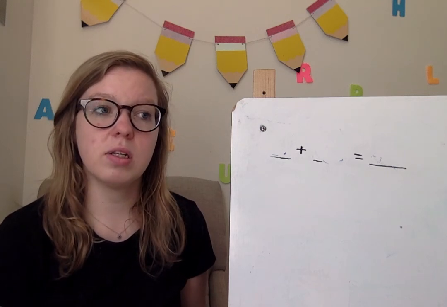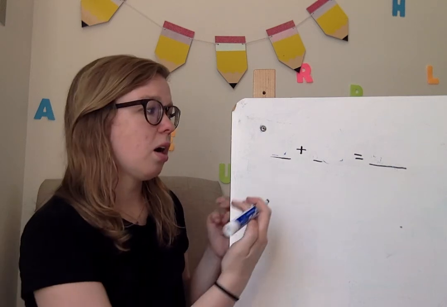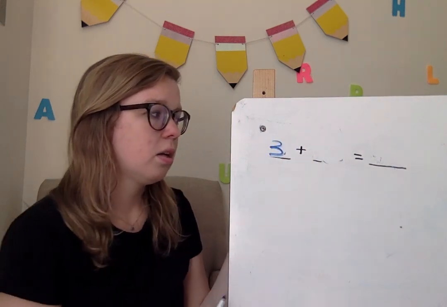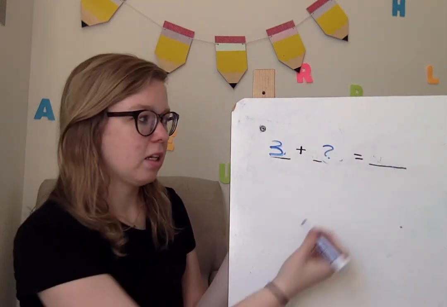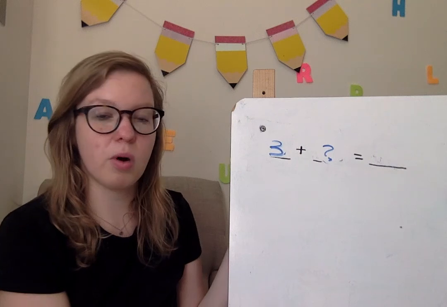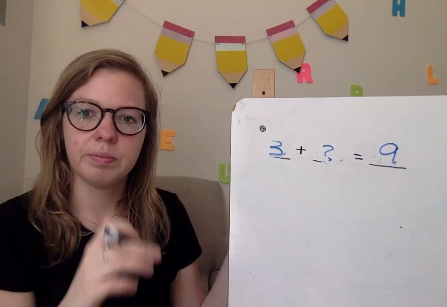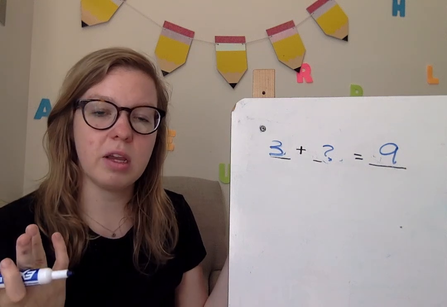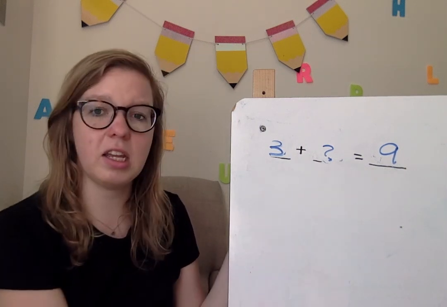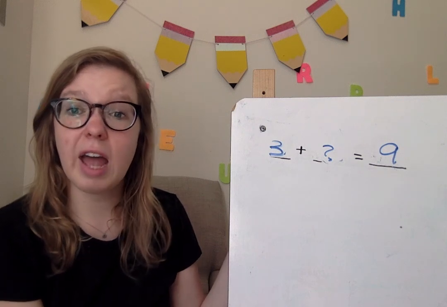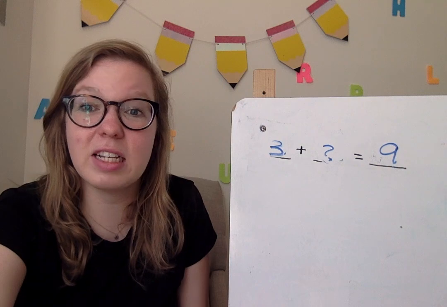So I want you to solve for that problem. We know he started off by eating 3, and then he ate some more. That's a question mark because we don't know how many more. And he ended up eating 9 total. So I want you to figure out how many more crackers did he eat, and solve for that in your homework journal. Awesome job. Keep working hard on these missing addends.